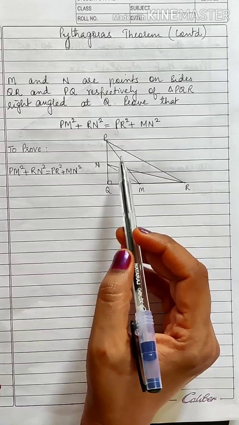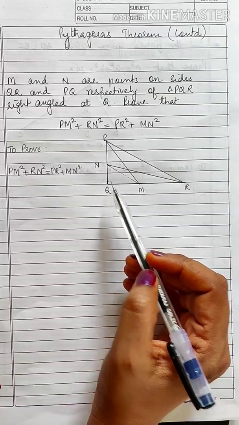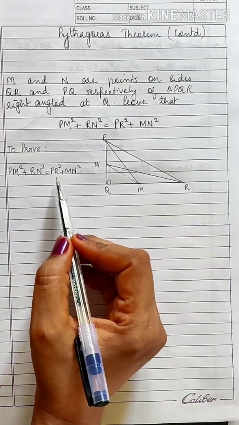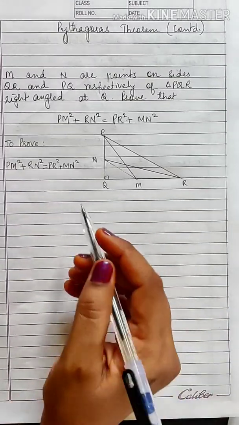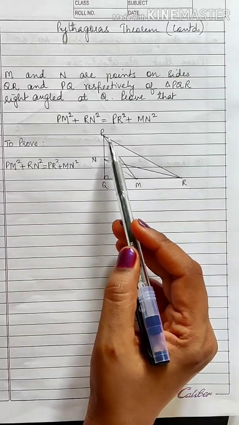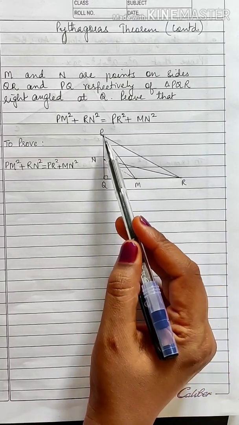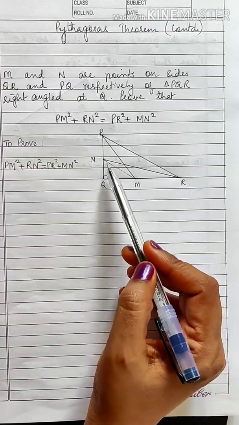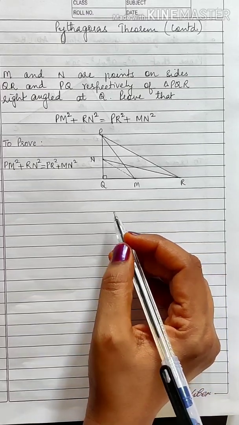So here we have a right angle triangle PQR which is right angled at Q. You have to prove that PM square plus RN square is equal to PR square plus MN square. If you observe this figure, you will have four right angle triangles. They are the big triangle, triangle PQR. The next is PQM. You have NQM and NQR. So you will write all these four right angle triangles.